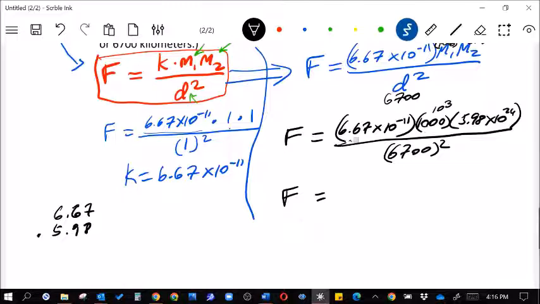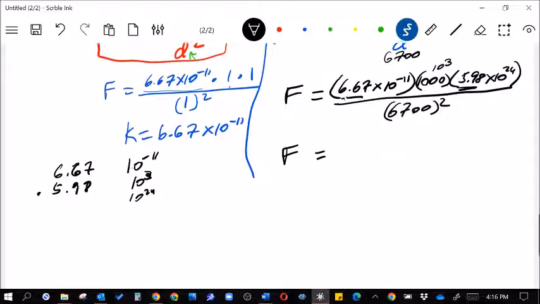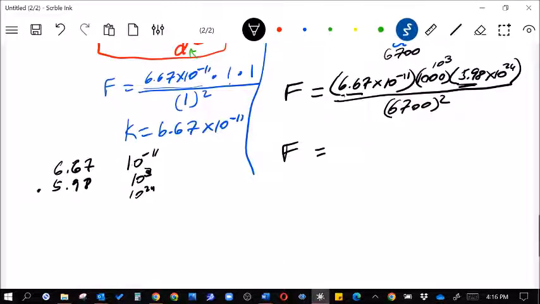We have to multiply these parts that don't go with the times 10. And then we have to add all the exponents, 10 to the negative 11th, and we have a 10 to the third, and we have a 5.98 times 10 to the 24th. So here, this comes to approximately 40 times, and then let's add these all up.